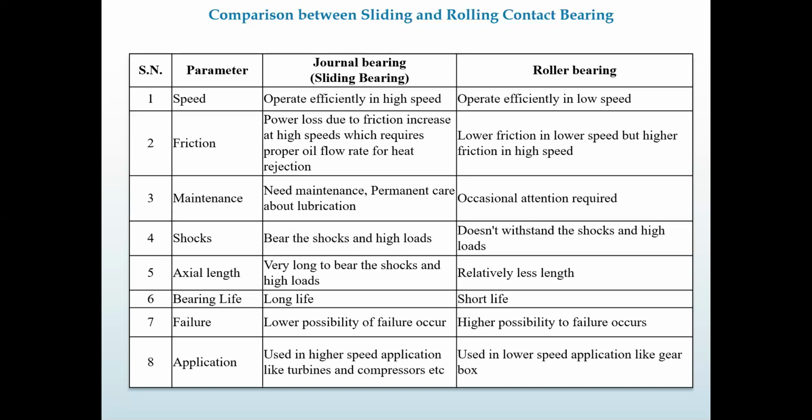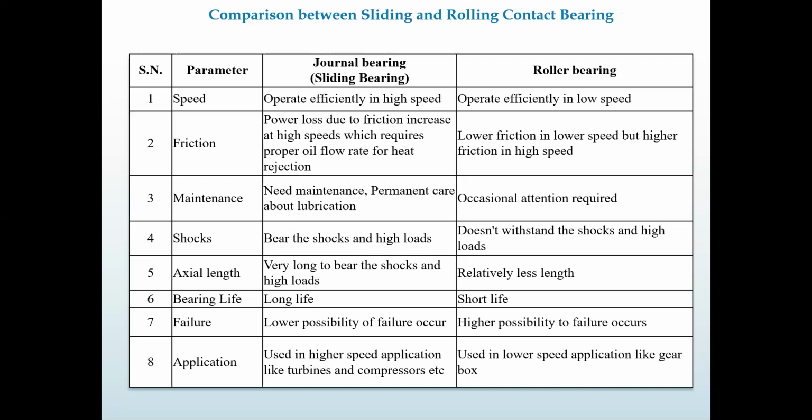About the axial length, a journal bearing is very long in the axial direction to absorb these shocks and high loads, so its axial dimension is very high compared to the roller. A roller bearing requires very little space, and its axial length is relatively less. Bearing life: a journal bearing has a long life. A roller bearing has a shorter life.